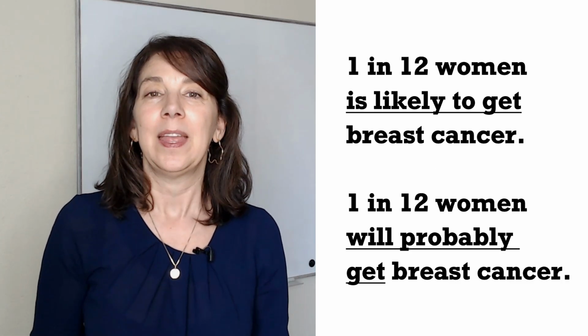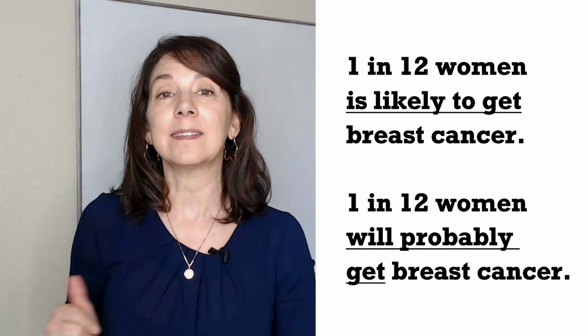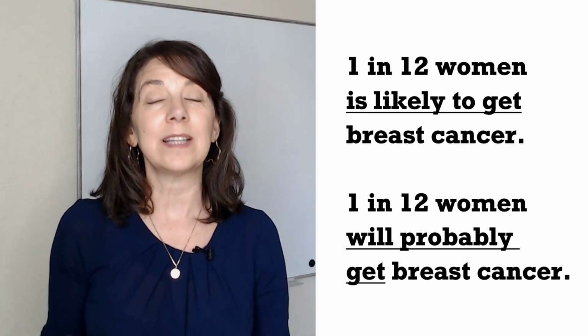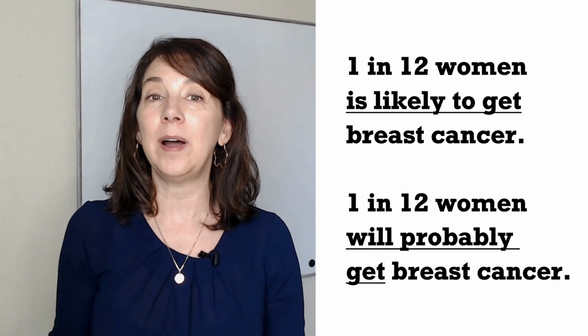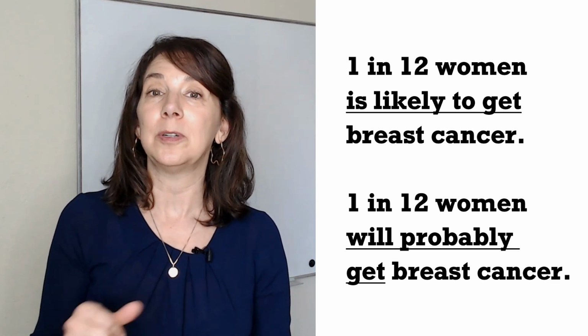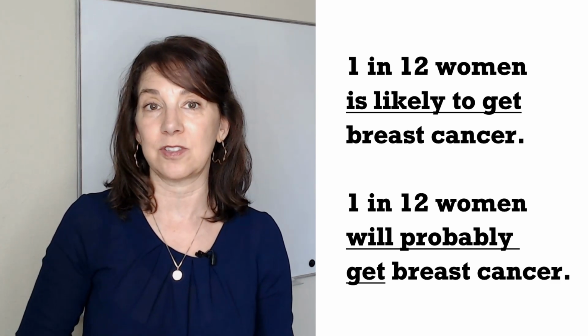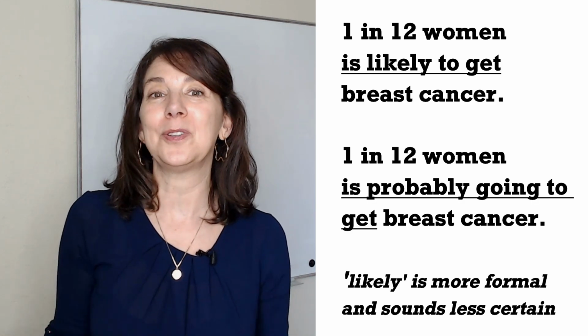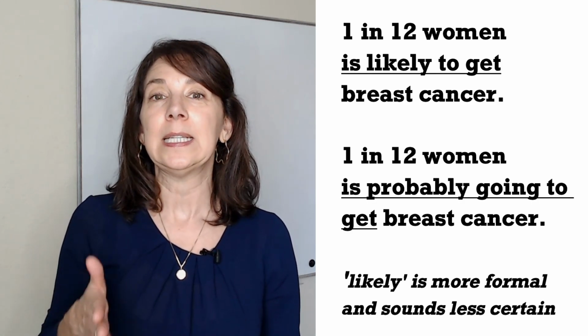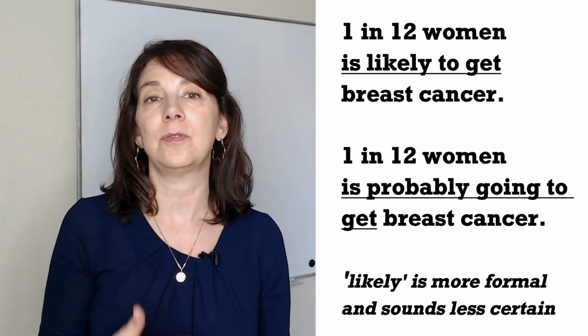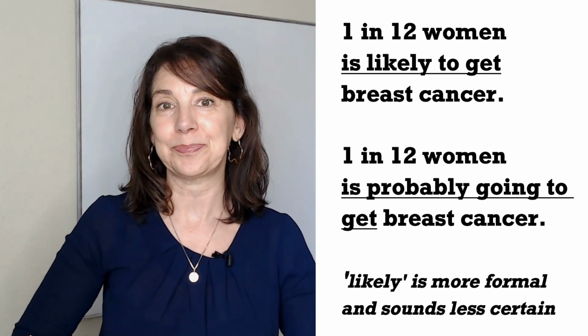For example, 1 in 12 women is likely to get breast cancer. Let's change likely to probably, and we're going to say 1 in 12 women will probably get breast cancer. Or we could use be going to for the future. 1 in 12 women is probably going to develop breast cancer.